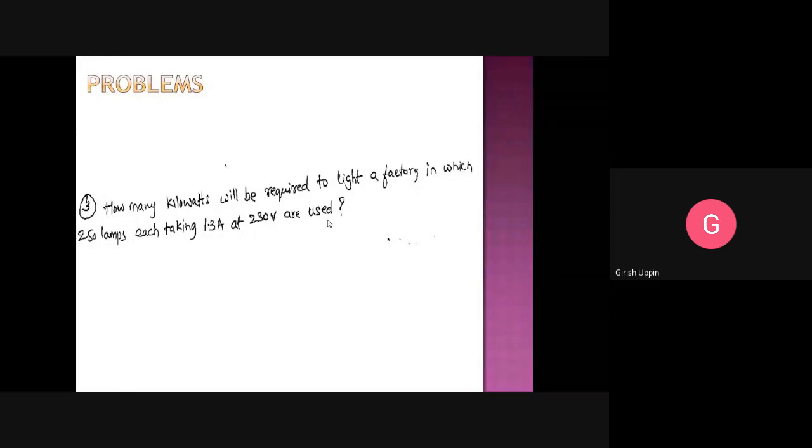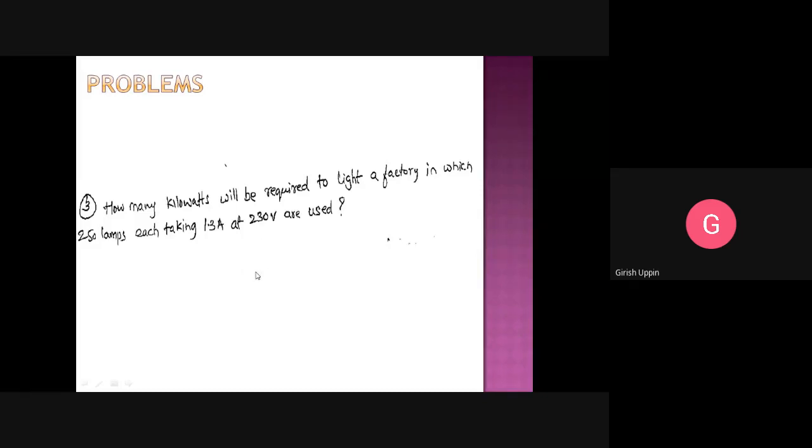We have a factory and we want to find the total kilowatts required to light that factory. How many lamps are there? 250 lamps. Each lamp is taking 1.3 amperes current when the applied voltage is 230 volts. So you have to find the total kilowatts. First, try to find how much power will be consumed by one particular lamp. For one lamp, current is given, I is equal to 1.3 amperes.